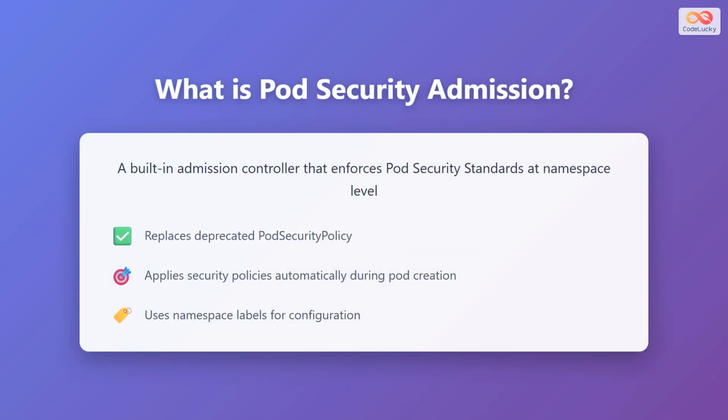Pod security admission is a built-in admission controller that enforces pod security standards at the namespace level. It replaced the deprecated PodSecurityPolicy feature, providing a simpler and more standardized approach. The controller automatically applies security policies during pod creation, evaluating each pod against the rules defined for its namespace. Configuration is done through Namespace Labels, making it easy to manage and understand.